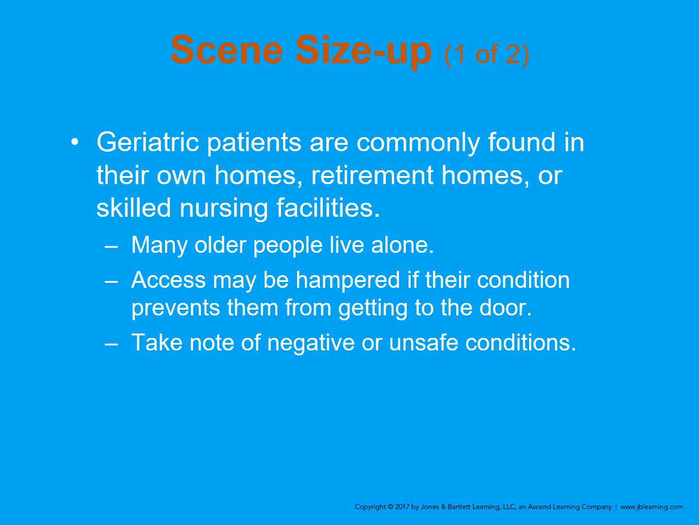Commonly found in their homes, retirement homes, SNFs, skilled nursing facilities. A lot of old people live alone. A lot of old people don't want to live anywhere else. And we tend to get called as they are losing their ability to be independent. Access may be hampered if their condition prevents them from getting to the door. We need to be advocates for these people. If we finally get in the first time, we need to really stress to them how important it is to have a hide-a-key, a lockbox, a door code, some way for us to get in when they're incapacitated.